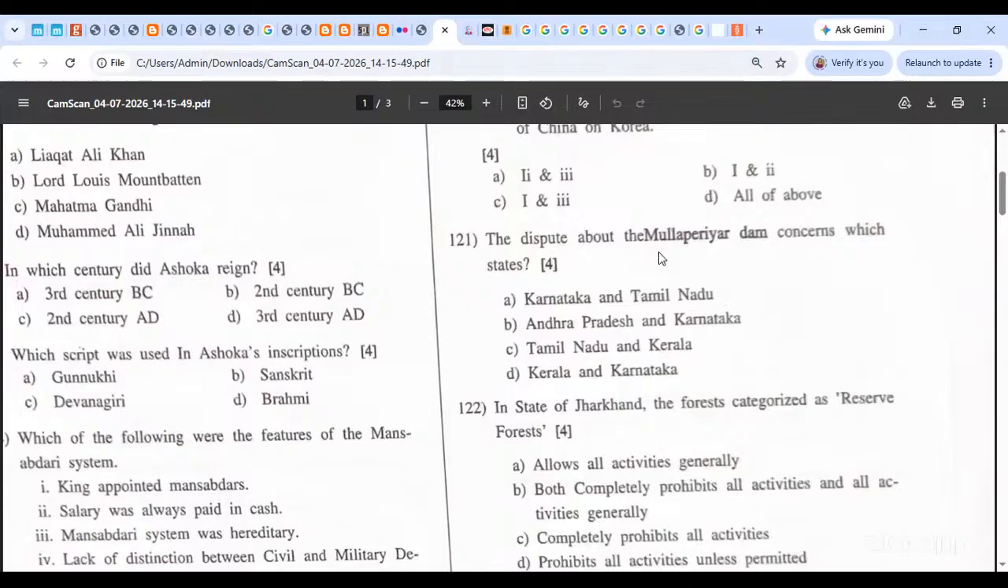You know the answer should involve Kerala, because the Periyar is a very famous river in Kerala. The Mullaperiyar Dam is based on the Periyar River, so Kerala has to be a part of this dispute. So the option here is going to be Tamil Nadu and Kerala. This is a dispute between Tamil Nadu and Kerala.